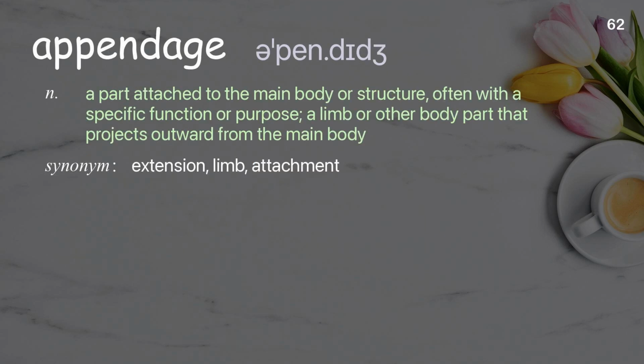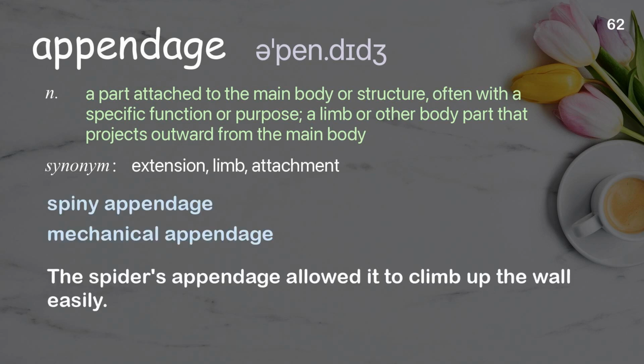Appendage. A part attached to the main body or structure, often with a specific function or purpose, a limb or other body part that projects outward from the main body. Examples: Spiny appendage. Mechanical appendage. The spider's appendage allowed it to climb up the wall easily.